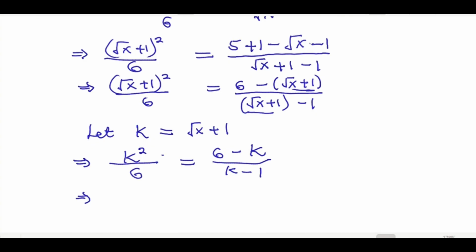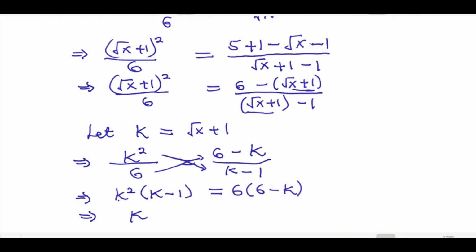So for the cross multiplication, we multiply this one by this and this one by this. So here we have k squared times (k minus 1) equals 6 times (6 minus k). So let's open the brackets. k squared times k gives us k to the power 3, minus k squared times 1 gives us k squared, equals 6 times 6 gives us 36, minus 6 times k gives us 6k.